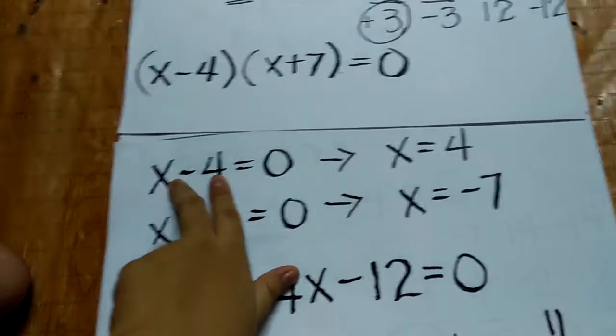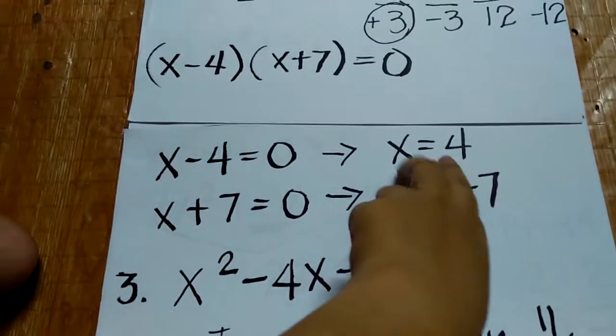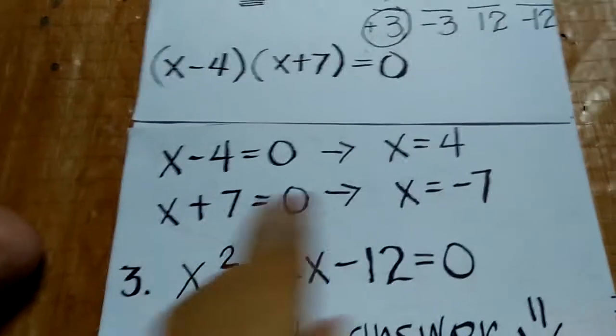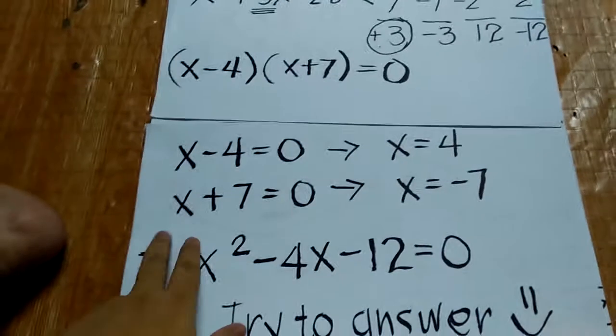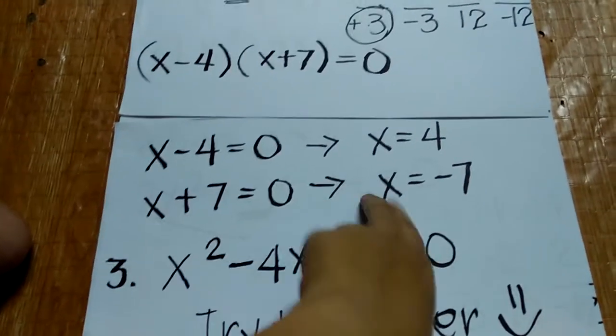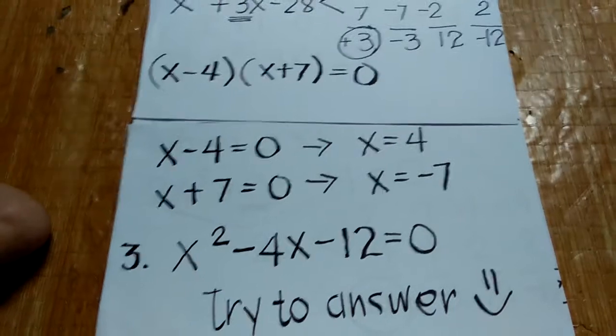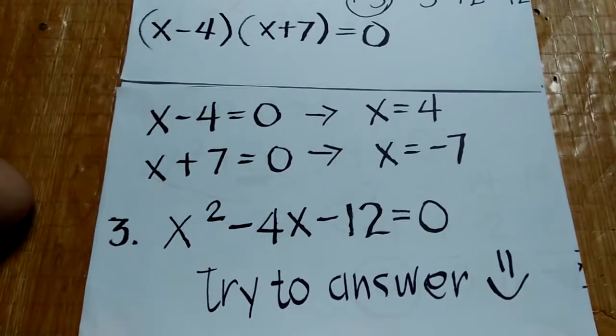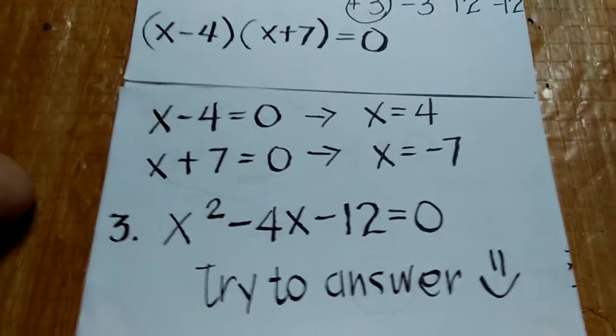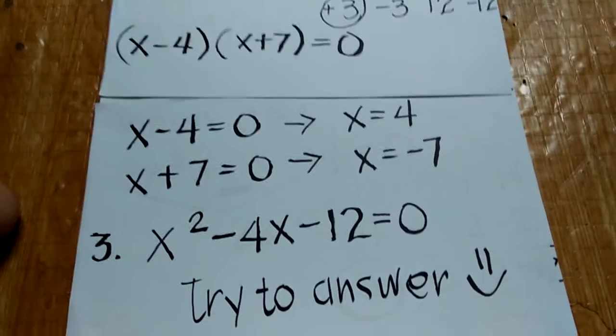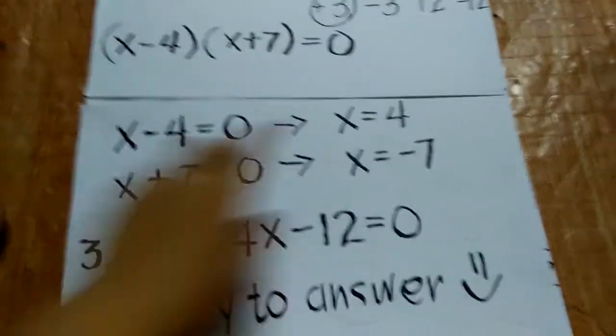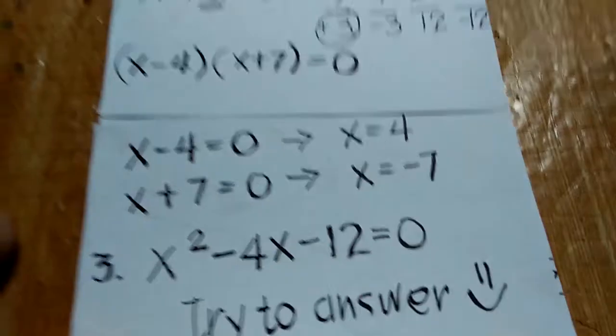So, ayan na. X minus 4 is equal to 0. So, magiging x is equal to 4. Then, x plus 7 is equal to 0. Magiging x is equal to negative 7. So, ano yung roots na natin dito? Okay, yes. So, the roots are 4 and negative 7. Yan yung dalawang roots natin.